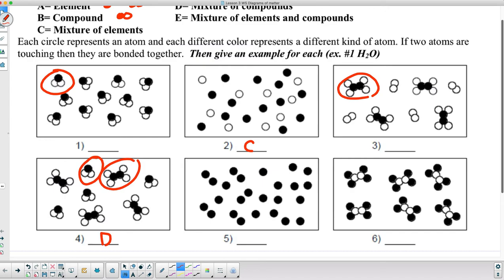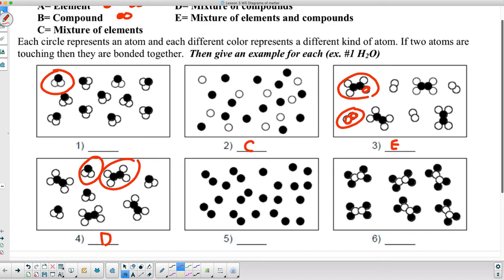And the last one is a mixture of elements and compounds. So you have a compound and an element. Remember what I said before, if you have two that are the same connected, that's still just an element and not a compound. So here I have compounds, as you see with this, and I have elements that you see like this. So this would be a good example of a mixture of elements and compounds.